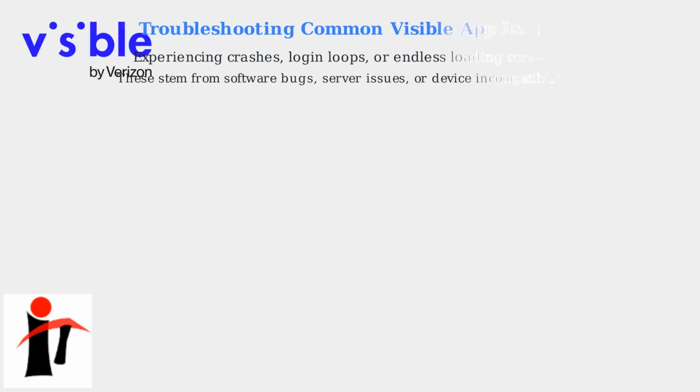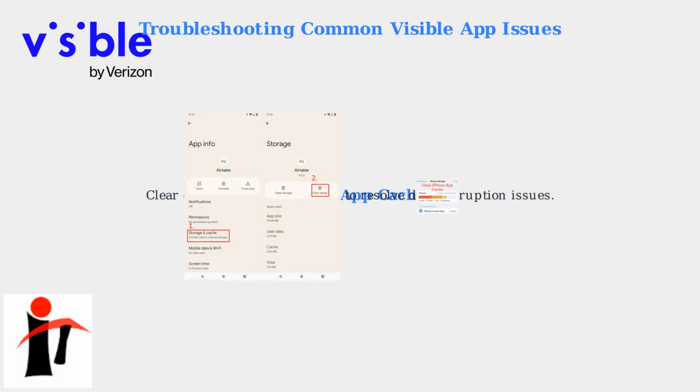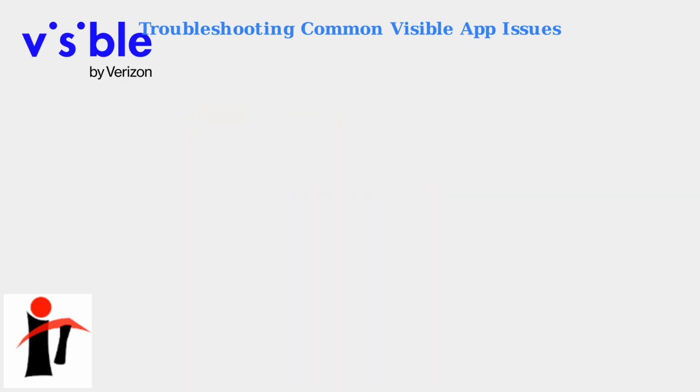Experiencing crashes, login loops, or endless loading screens with the Visible app? You're not alone. These problems often stem from software bugs, server issues, or device incompatibilities. First, clear the app cache on Android or iOS to resolve data corruption that causes loading issues. Next, force stop the app to end background processes that may be causing crashes.